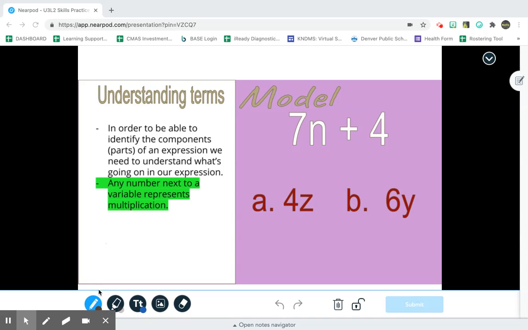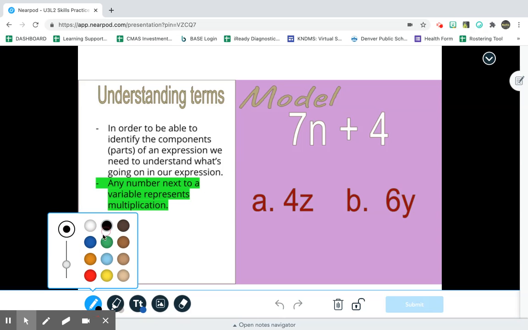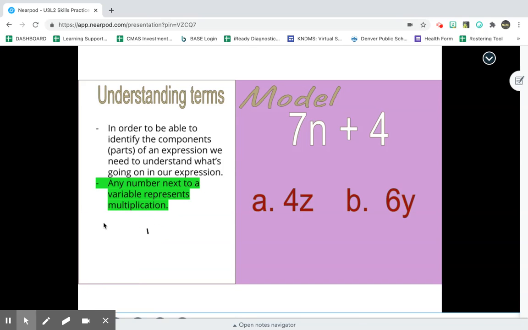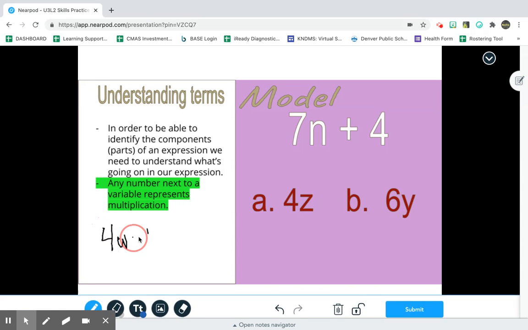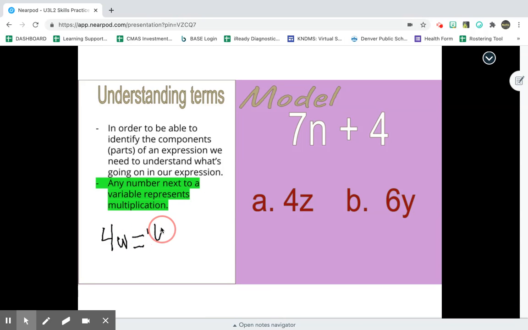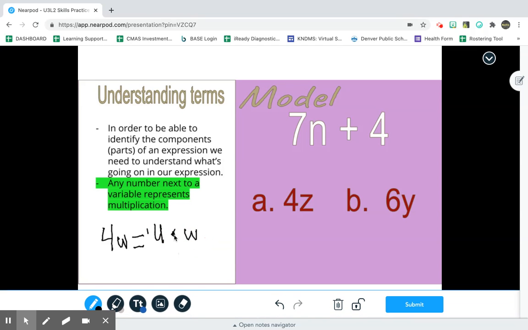For example, if I have a variable next to a number like this, let's say it's 4w. What that actually represents is 4 times w. Remember, we're using that dot now as a symbol for multiplication, so that doesn't get confused with the variable x. So 4w actually means 4 times w.